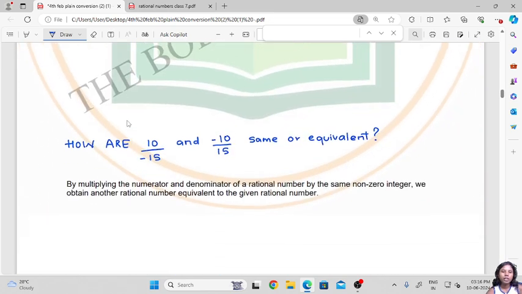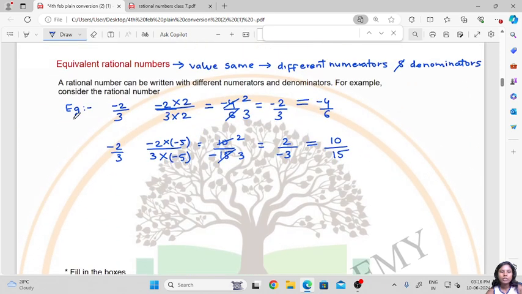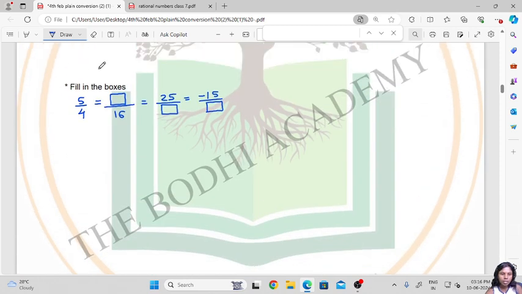If we have understood that concept, now let's try. So now we have proved what equivalent rational numbers are. They have the same value, but their numerator and denominator can differ. So now let's try to fill in these boxes. 5 by 4 is the same value that we have to get after substituting any numerator or denominator in the given boxes. So now how do we do that?